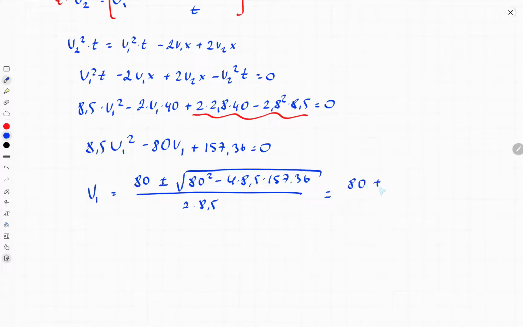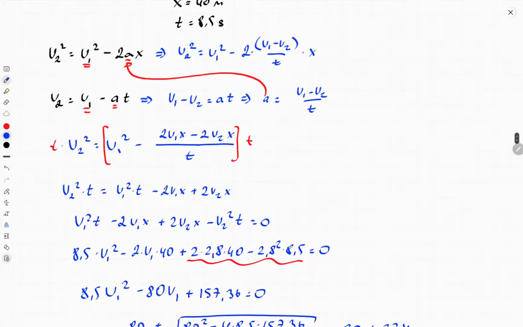So 80 plus or minus 32.4 over 17. So we have two possible answers in terms of math. So first answer, let me use the positive sign there. We'll get approximately 6.6 meters per second. Second possible answer, let me use the negative sign, 80 minus 32.4 over 17 equals 2.8 meters per second.